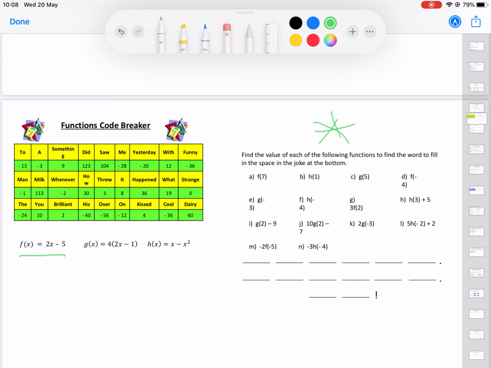So say it gave you an answer of 9, which, coincidentally, it does. So it gives you an answer of 9, so that means our first word is something. So we'll write that in there, and then we move on to the next question, and so on.